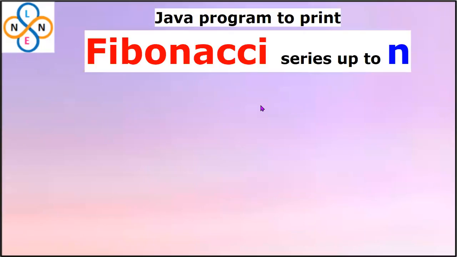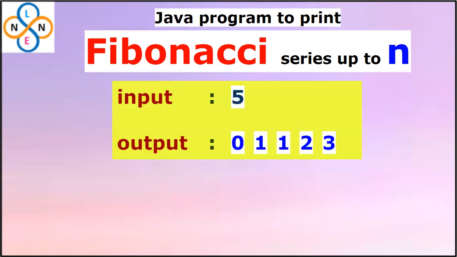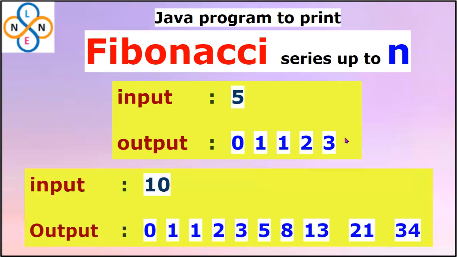In this video, we are going to discuss a Java program to print the Fibonacci series up to n. So what's the meaning of this? If n is 5, we have to print 5 Fibonacci series numbers, that is 0, 1, 1, 2, 3. If n is 10, then we have to print 10 Fibonacci numbers.